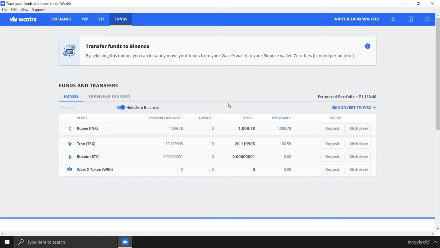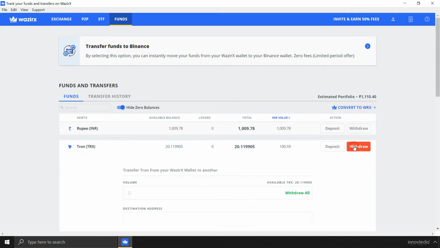If you later decide to send this currency to some other wallet, you can click on this withdraw button to withdraw the currency to some other wallets like CoinSwitch or any other wallet to which you are willing to withdraw. Alright.